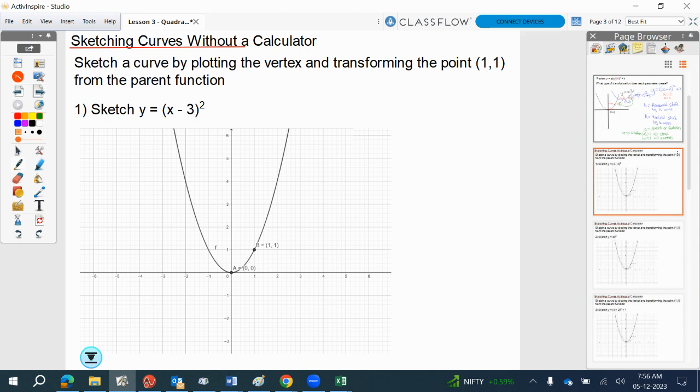What sort of transformations do we see in this one? Horizontal shift. Horizontal shift? By how many units? 3 right. 3 right. Excellent. How do we see that?